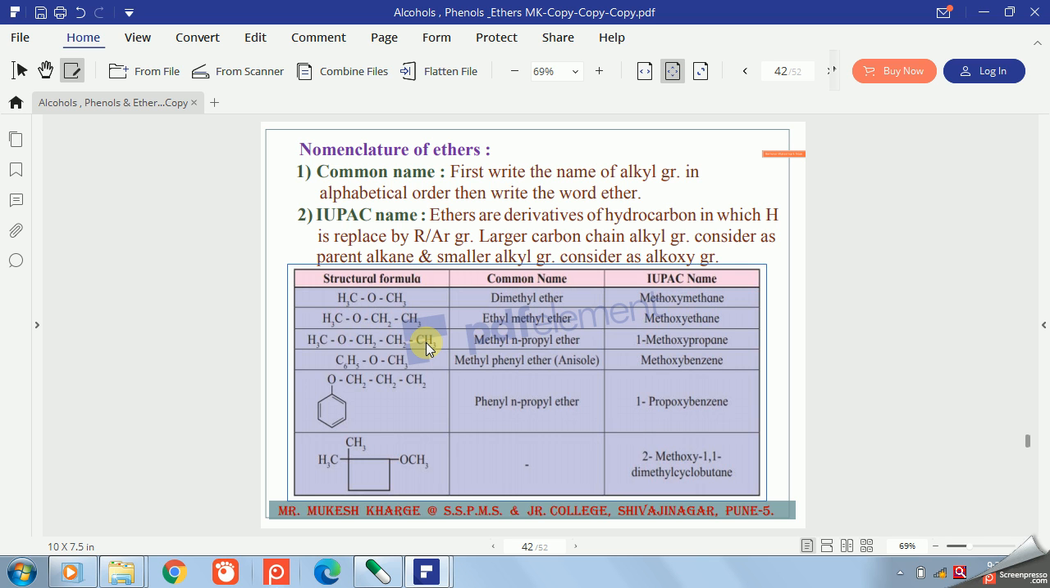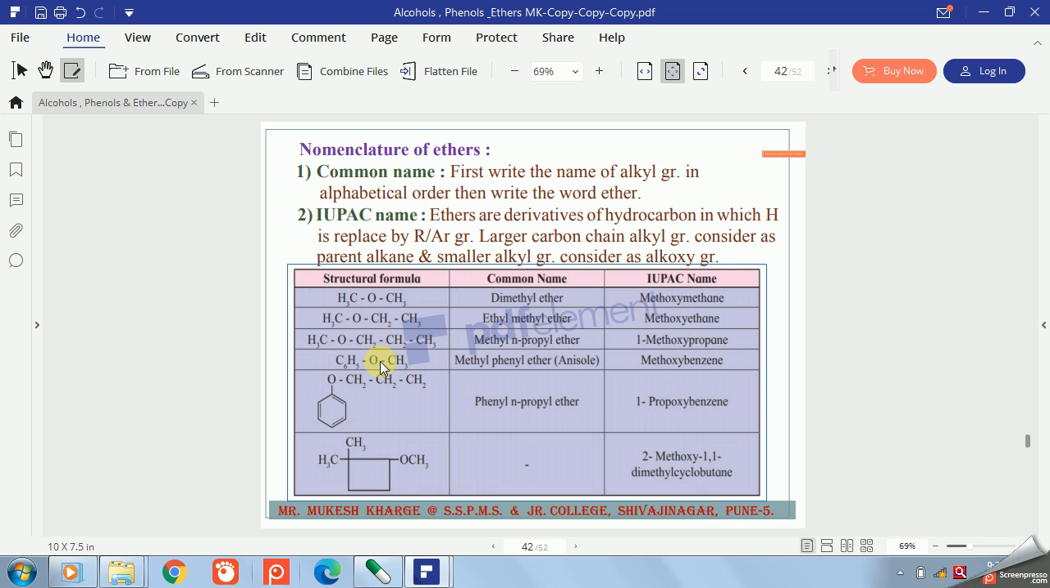Then the 3-carbon alkane is propane, and the 1-carbon alkyl group is methyl attached to oxygen, which is methoxy, so 1-methoxypropane. Write down this carbon as carbon number 1, because your alkoxy group is attached to this carbon directly, so that carbon is carbon number 1, and then write down the numbering from left to right: CH2, this one 2, and this 3.